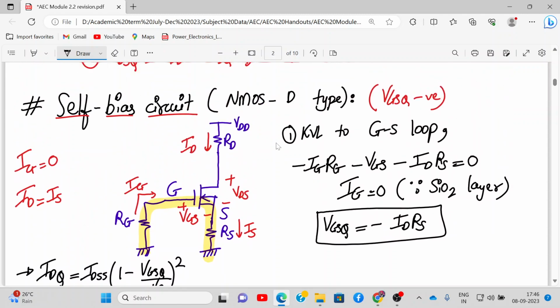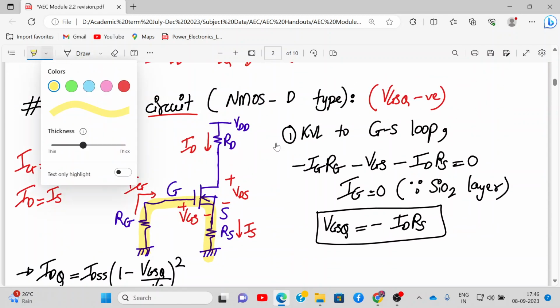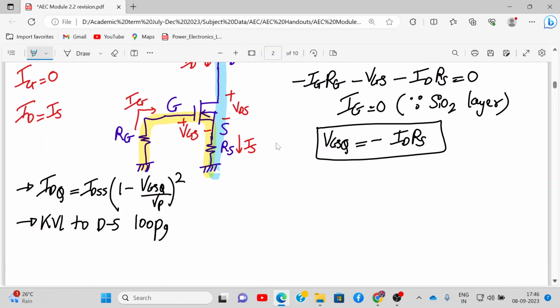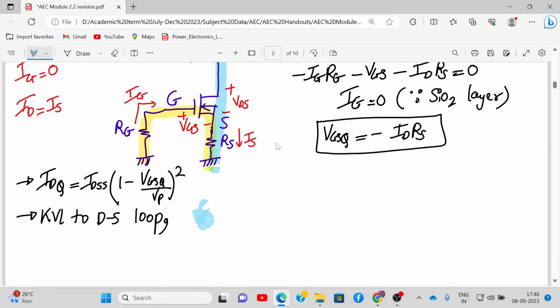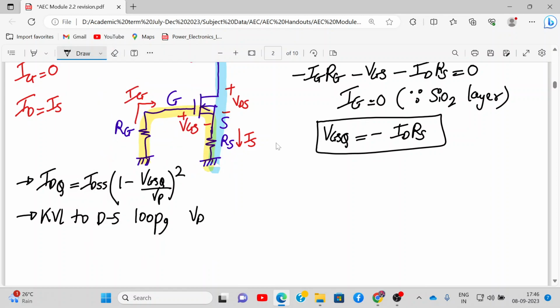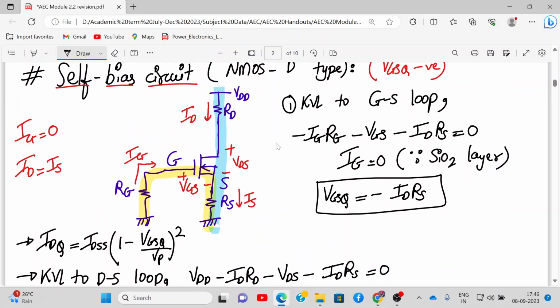Okay, so the drain source loop is over here. I'll mark it in green blue color like this. So it will be VDD minus ID RD minus VDS minus ID RS is equal to 0. So let's write it down. It will be VDD minus ID into RD minus VDS minus ID RS is equal to 0. You follow this blue color.